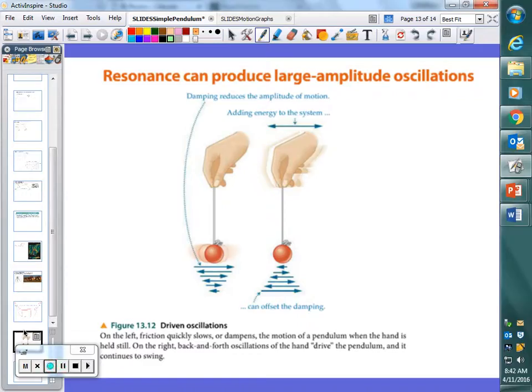But more distance is traveled when it's bigger, but it's going faster. That's true. More distance is traveled, but it's traveling faster over that bigger distance. So the period is exactly the same because the length of this pendulum has not changed, right?